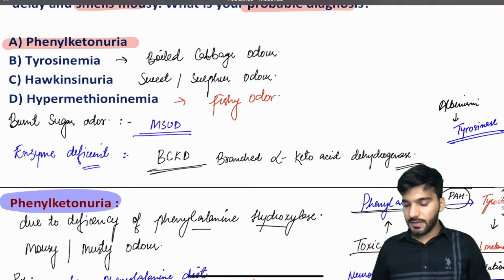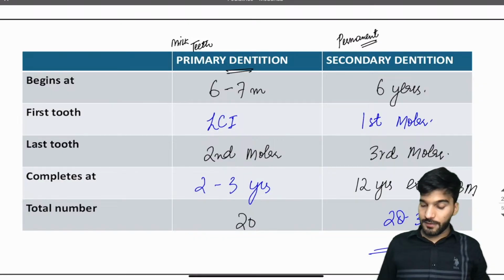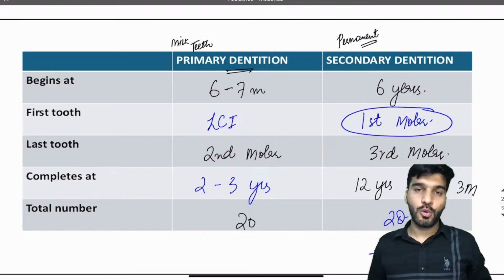Enzyme deficient is tyrosinase. Okay, followed by that, first molar tooth, say tooth in the permanent or secondary dentition is going to be first molar.